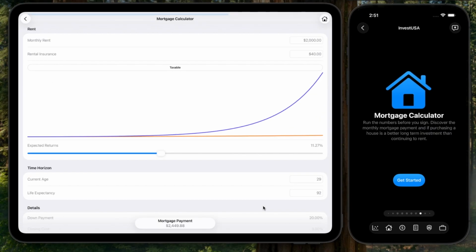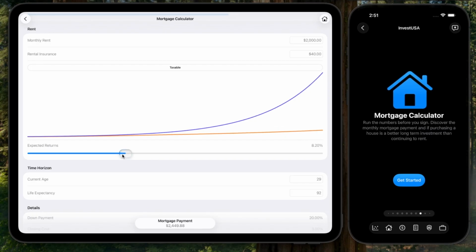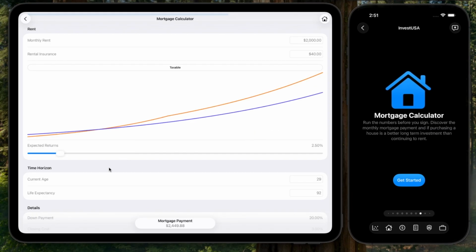And here's where you really start to play with the numbers. If you're not going to get 11.27% over the next 60 years, we're going to have to adjust this number. So slide it down to a reasonable amount. Like, what are you getting in your account right now? This is the number that you should be using. So you can see here, dropping the returns to 2.5%, owning a house is your better option.